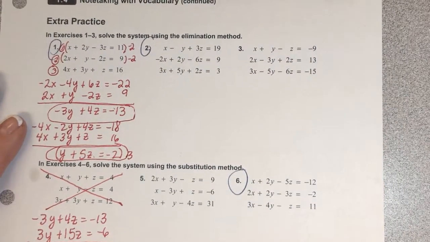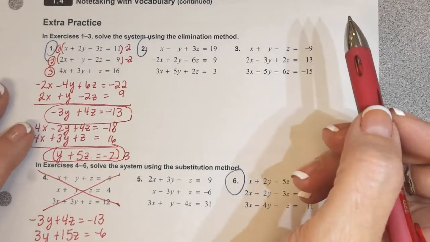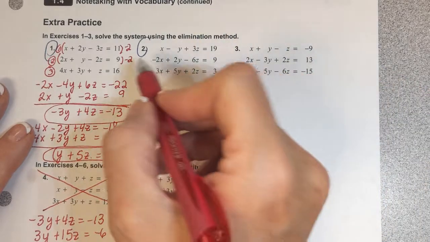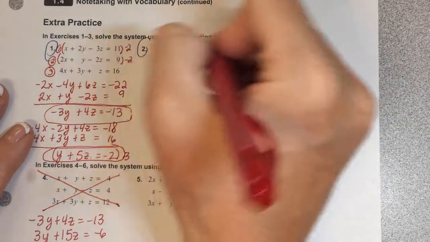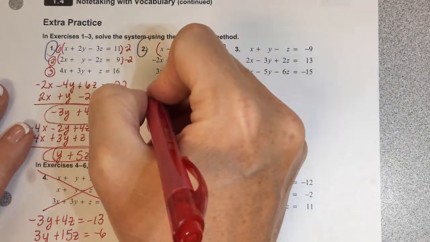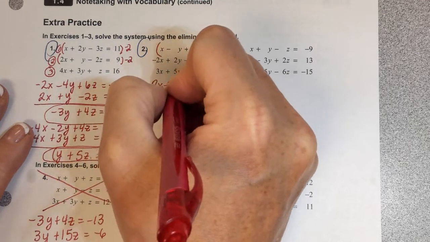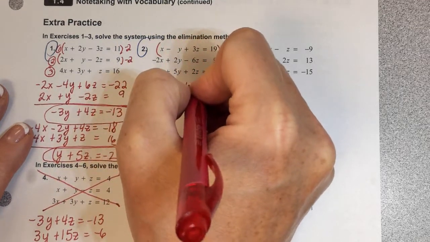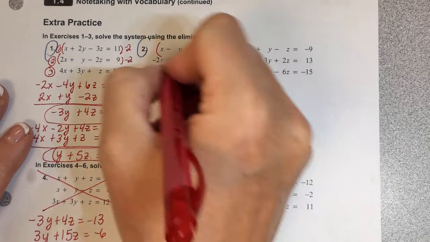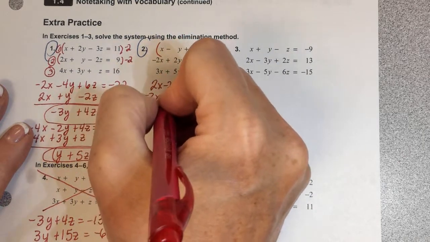All right, let's go ahead and do the second one now. So we want to eliminate a variable. You just want to stick with the x's. Looks like that's the easiest one. So I'm going to multiply this one by 2. And I'm going to get 2x minus 2y plus 6z equals 38.